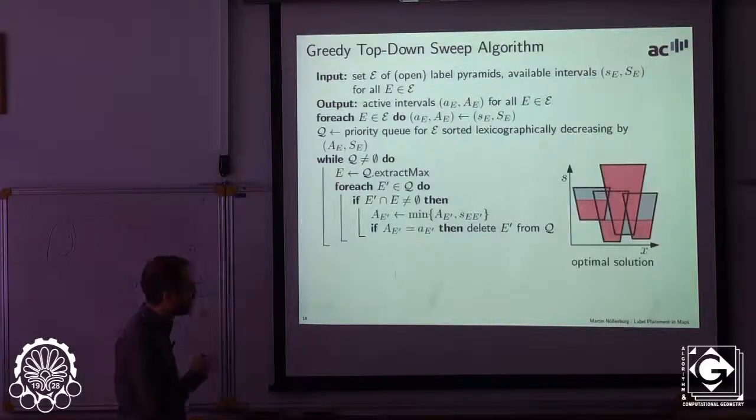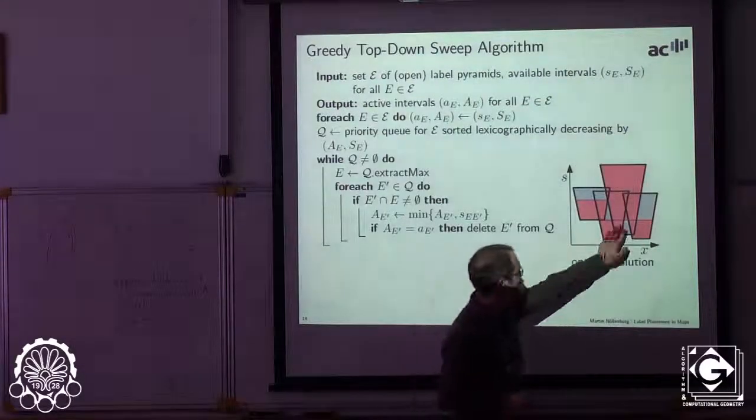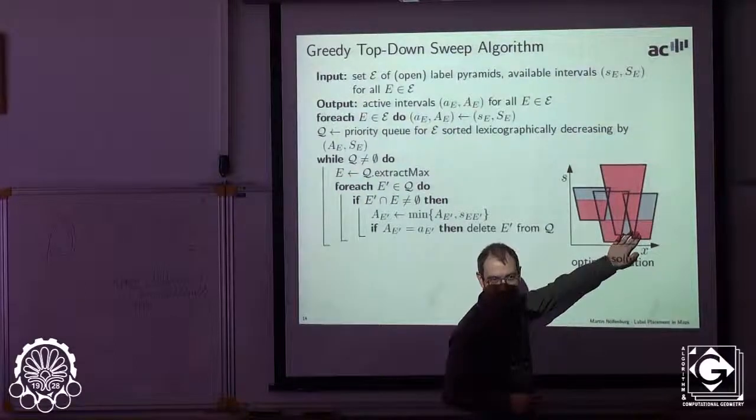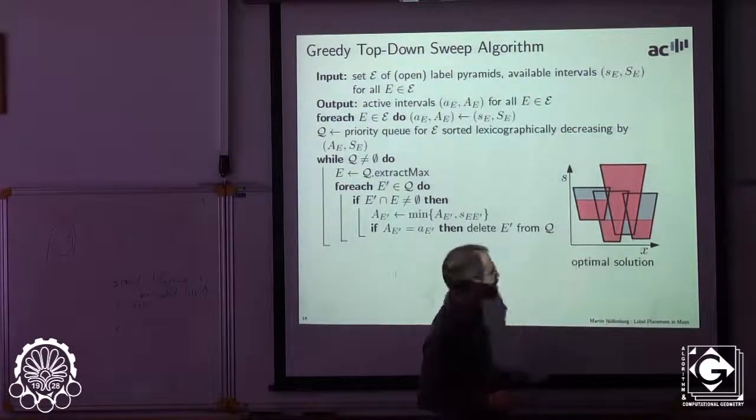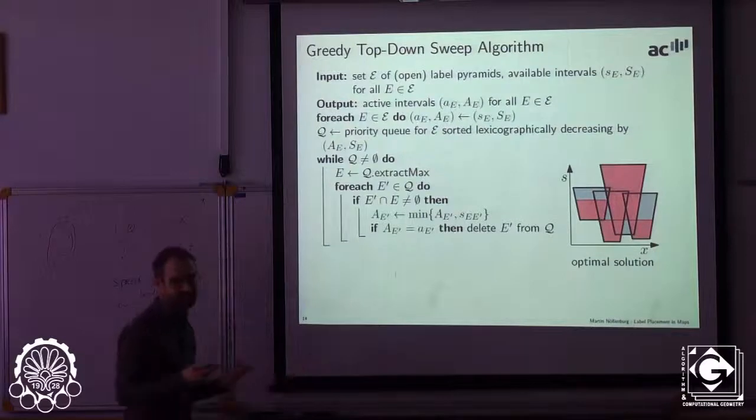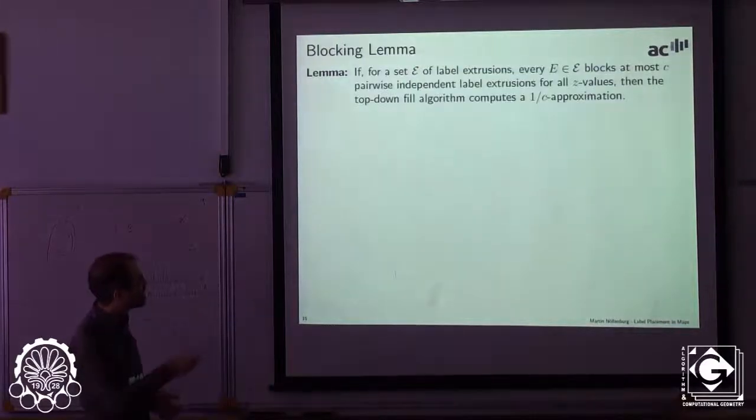So if you think here, basically this one blocked two independent ones, so it could be a 1/2 approximation here. And if you have 3D shapes, then we need to find out what is this value C. But if this blocking lemma is true, it immediately gives us the approximation factor.